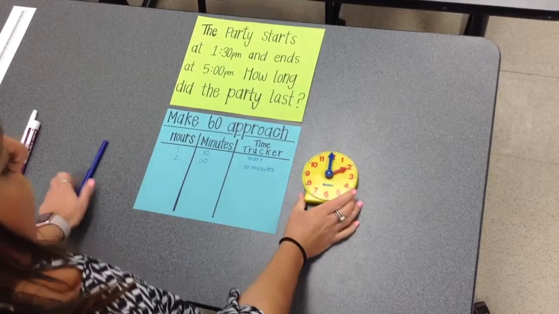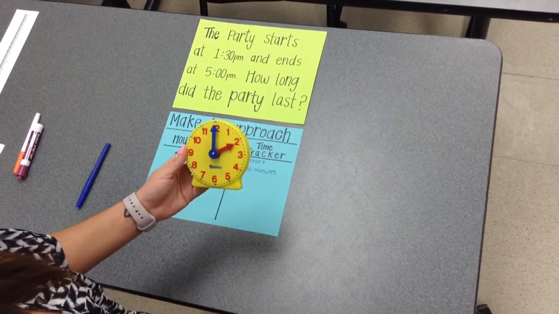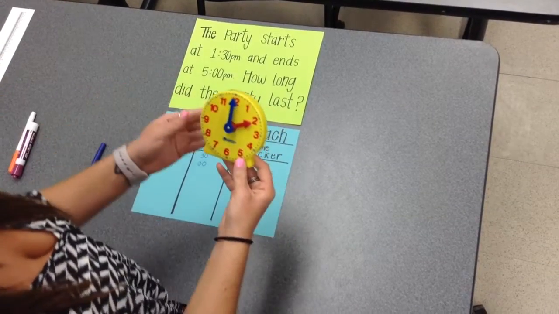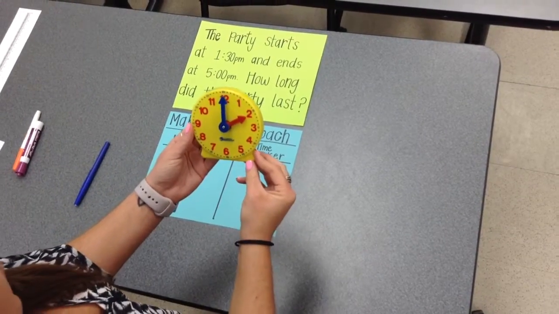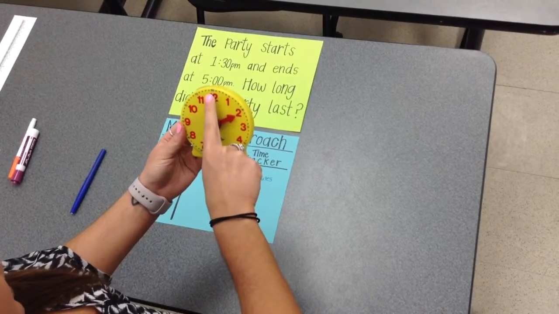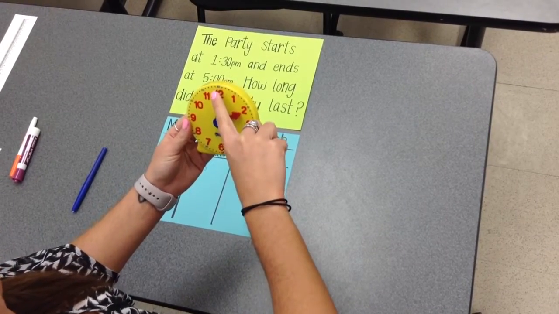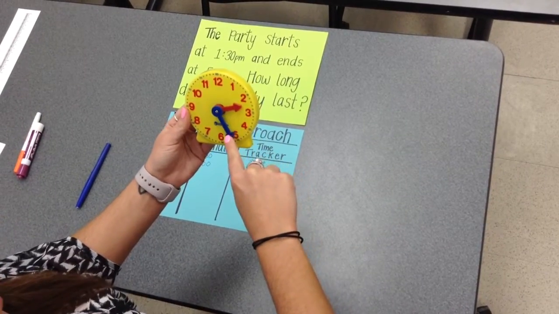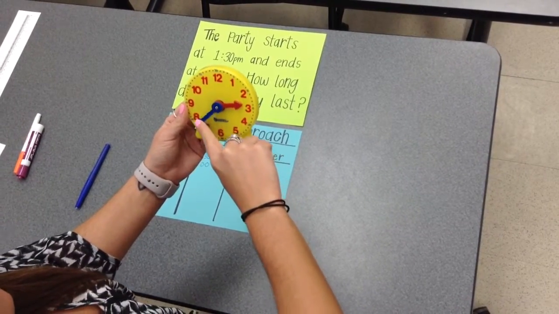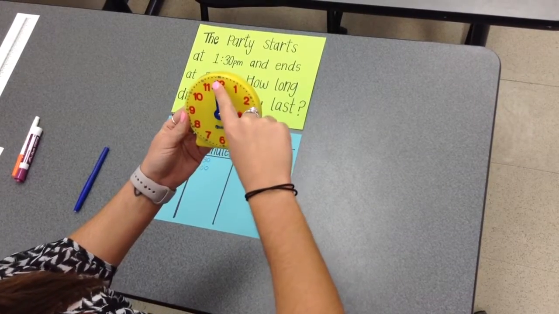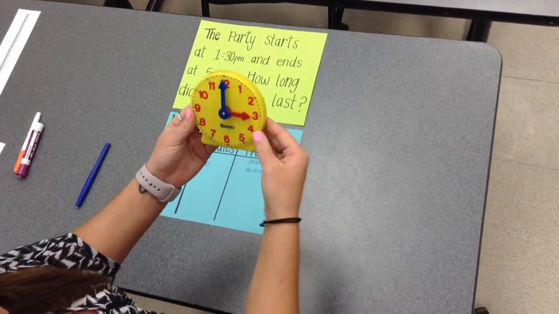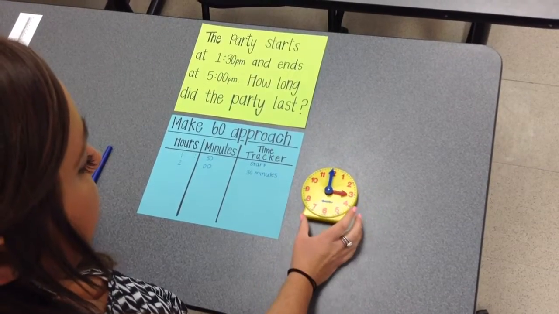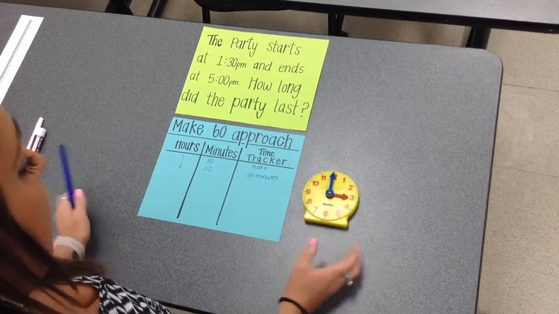Okay, now that we're at 2 o'clock, let's look back at our question, and it says that it ends at 5. So we're just at 2 o'clock. So we're going to make a complete hour to get us to 3 o'clock. So we're going to go around the entire clock, and we know that the entire clock is 60 minutes, which is 1 hour. So now we're at 3 p.m.